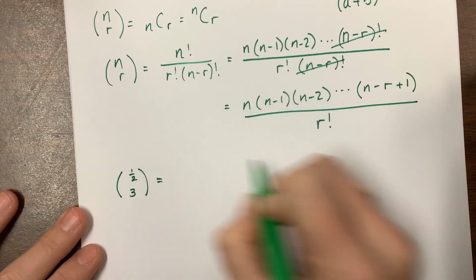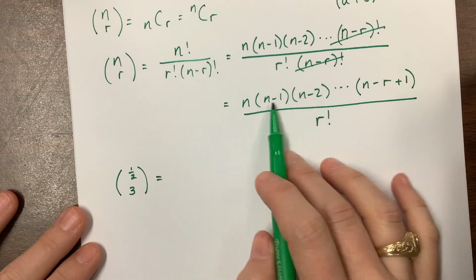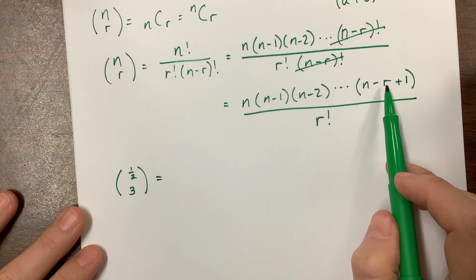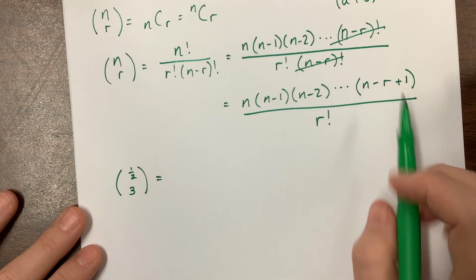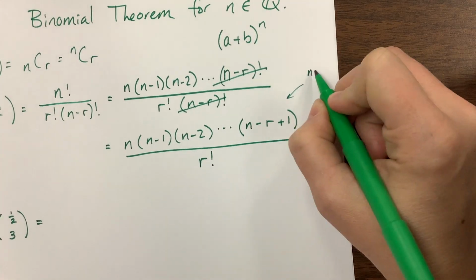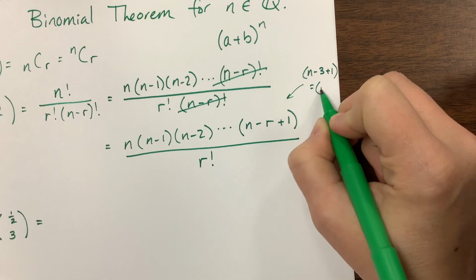So using this formula right here, we're only going to have these first 3 things that we're multiplying, because when I plug in 3 right here, off to the side, this would be n minus 3 plus 1, which is equal to n minus 2.